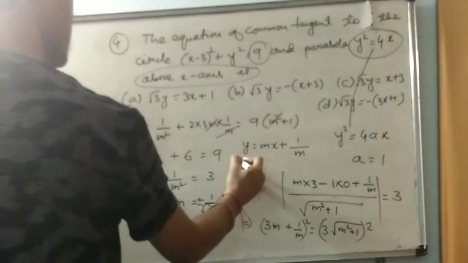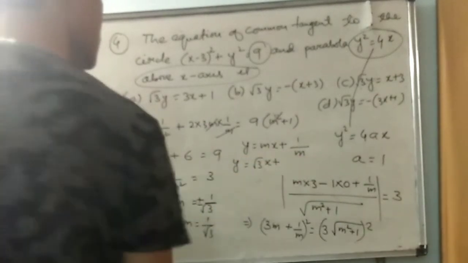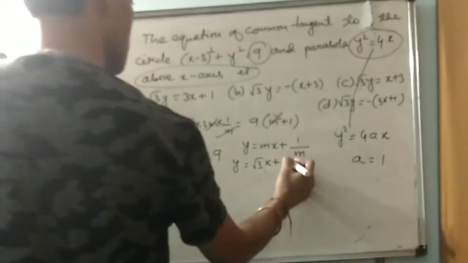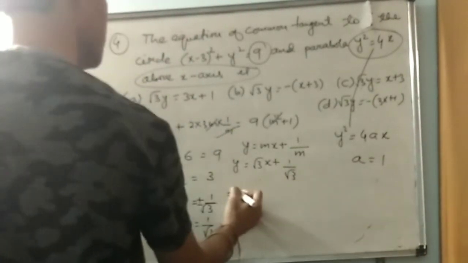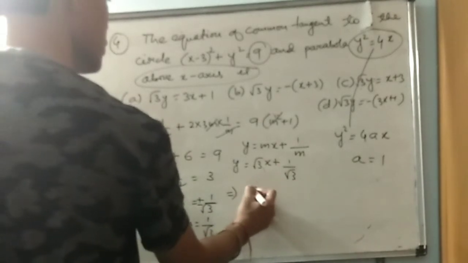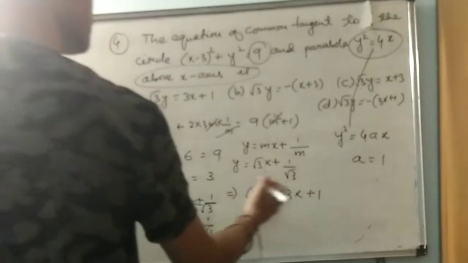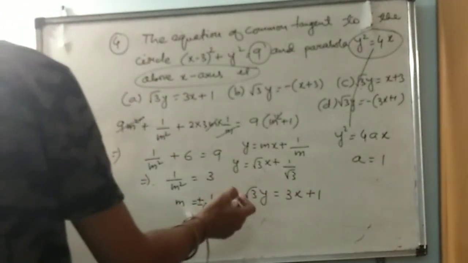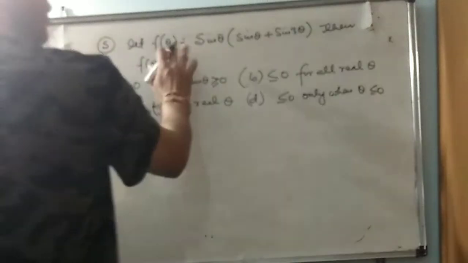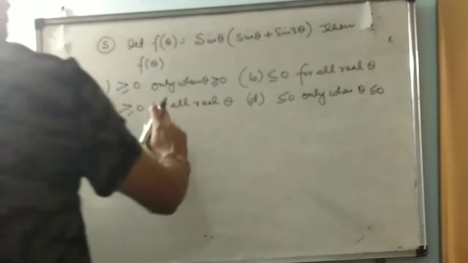So we will get y is equal to root 3x plus 1 upon root 3. So the correct equation, when we take LCM and all, we get root 3y is equal to 3x plus 1. So the option root 3y is equal to 3x plus 1 is correct.